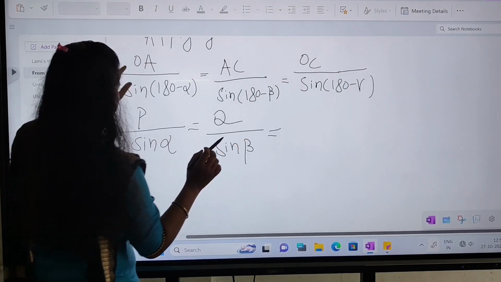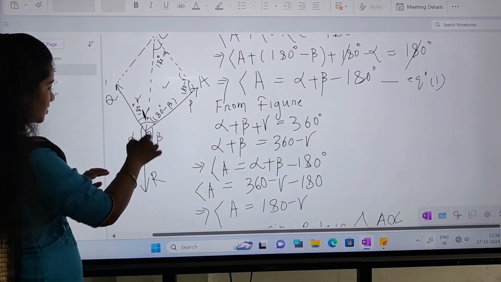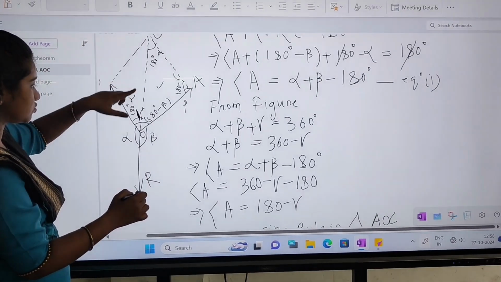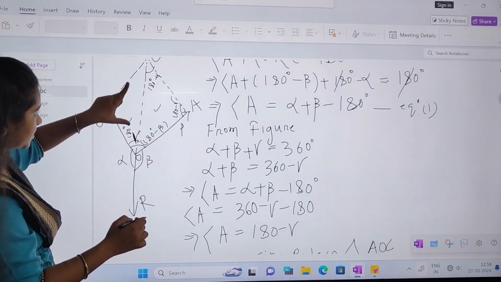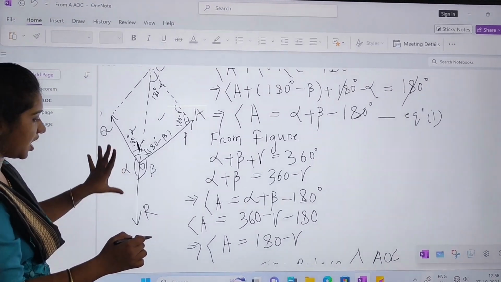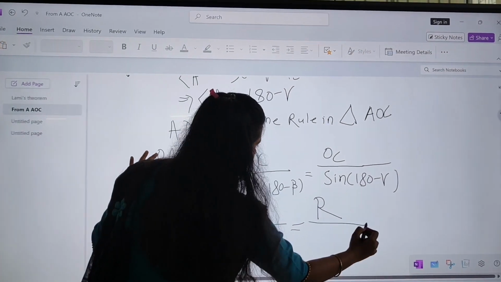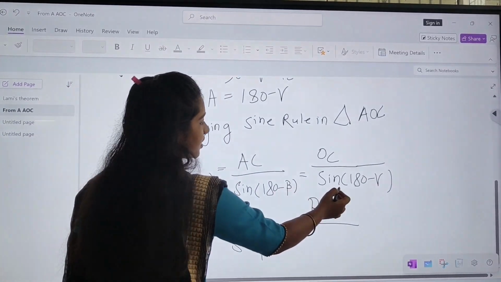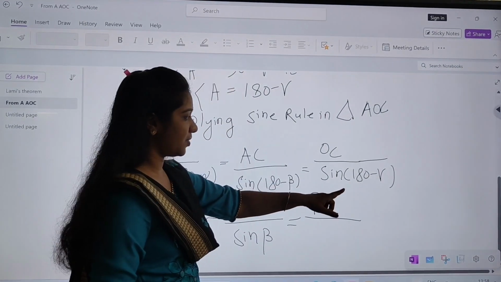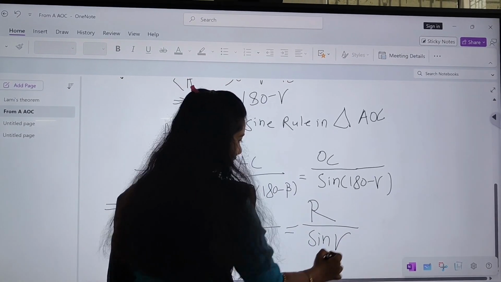Next, OC. OC here is the resultant of these sides. This line also represents this resultant. So we write down here R. And here we write down sine 180 degrees minus gamma is equal to sine gamma. Good.